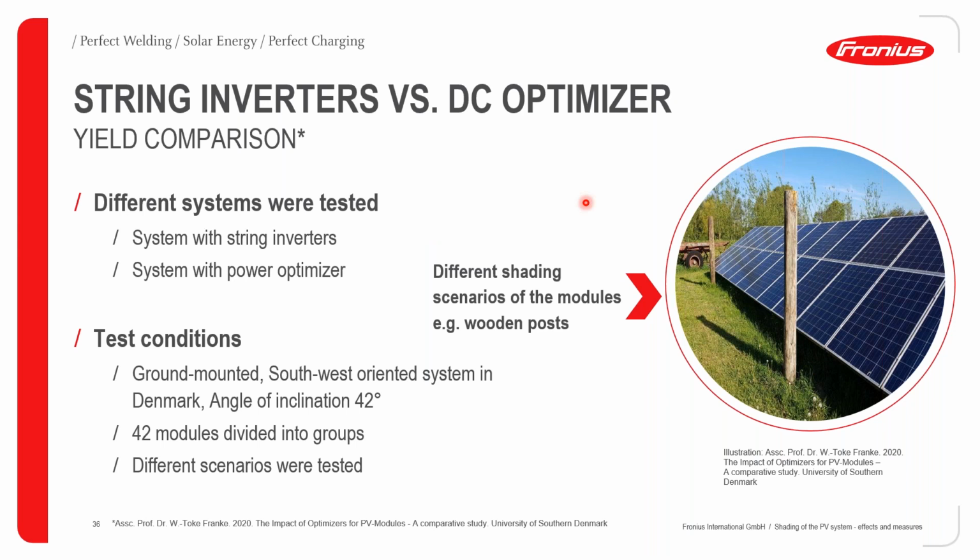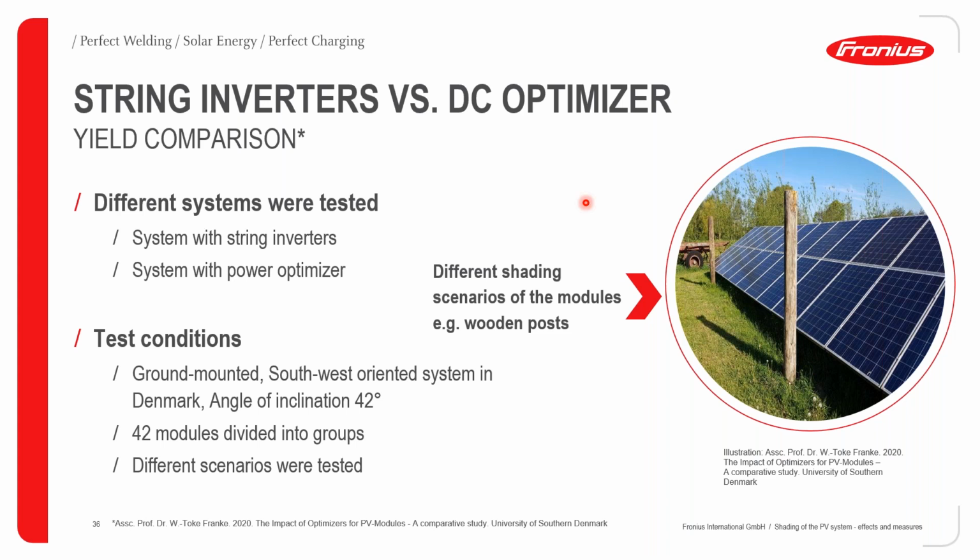And the test conditions were also varied, ground mounted with 42 modules that were divided into different groups. And of course, different scenarios were tested. So this study, for your own reference, to see if it really makes any sense to use a DC optimizer in your system, is available upon request. And we can also share the link where you can download the study for your own perusal after the webinar. So what did this study reveal?